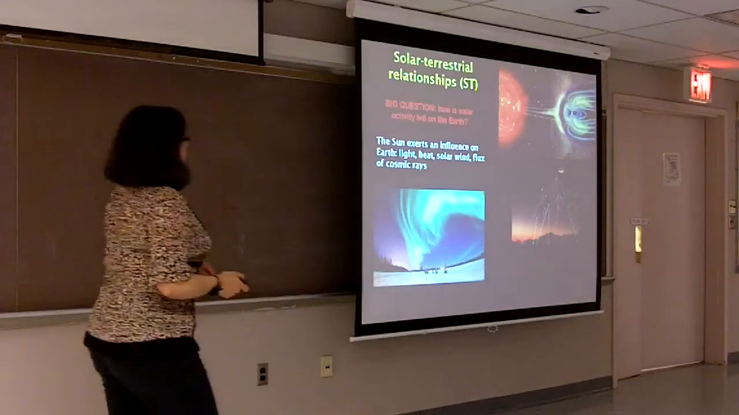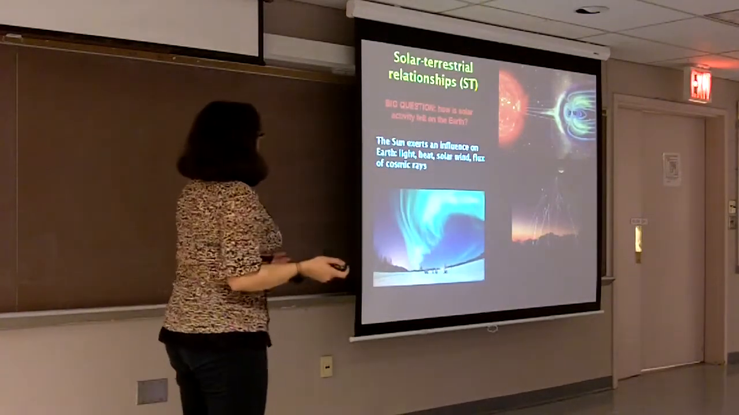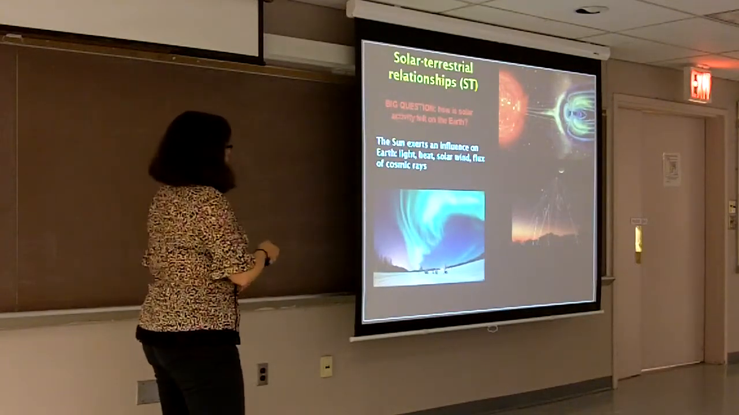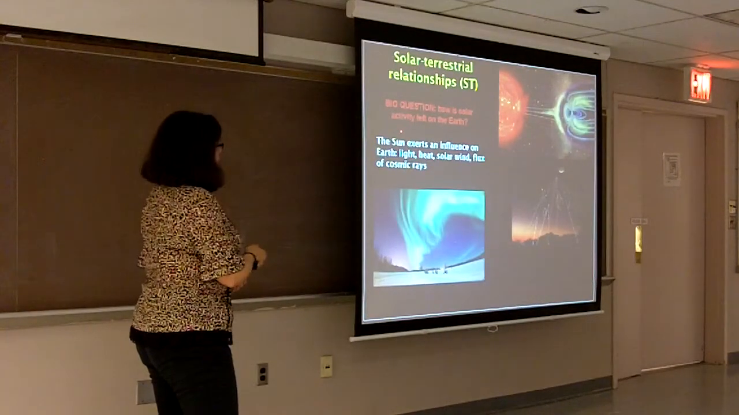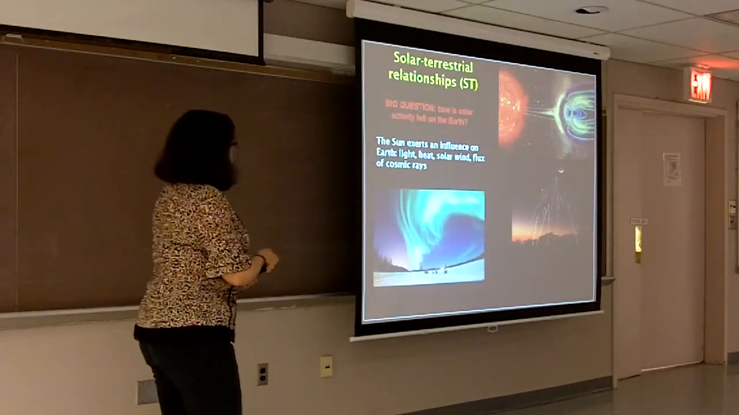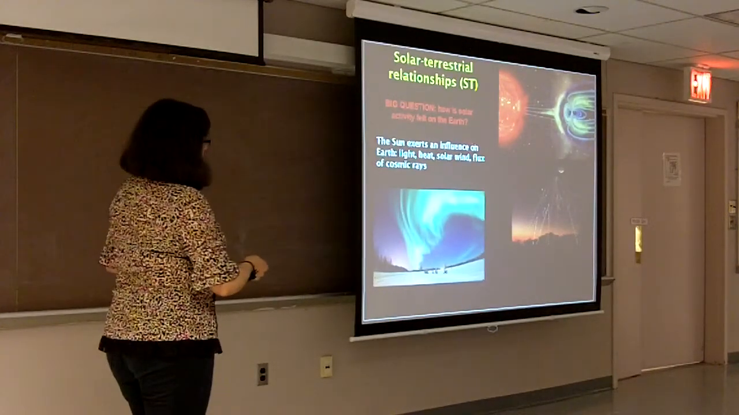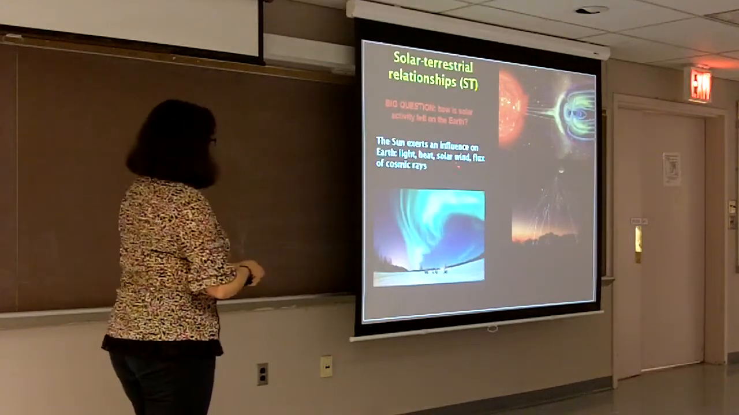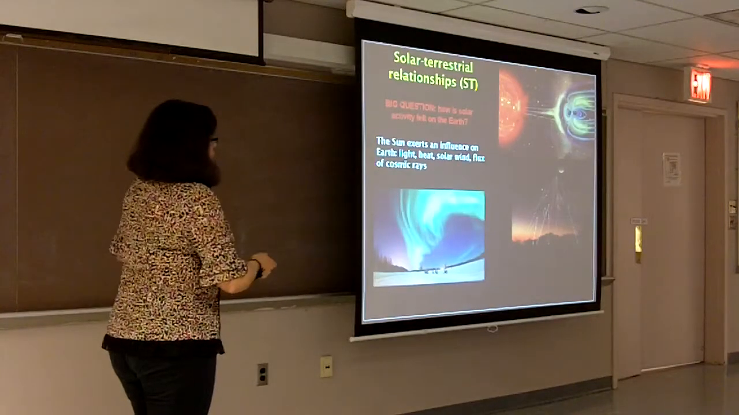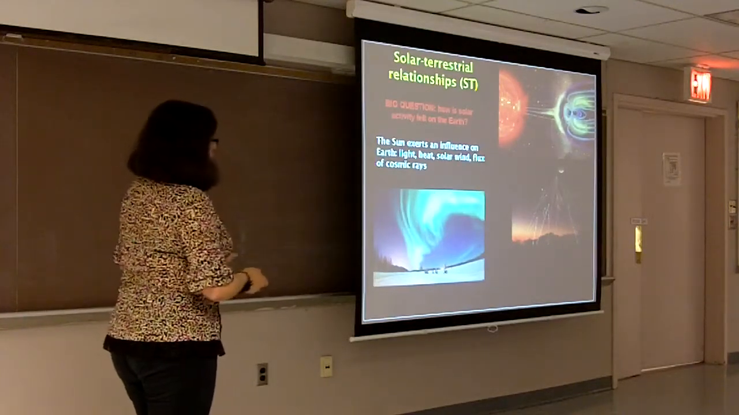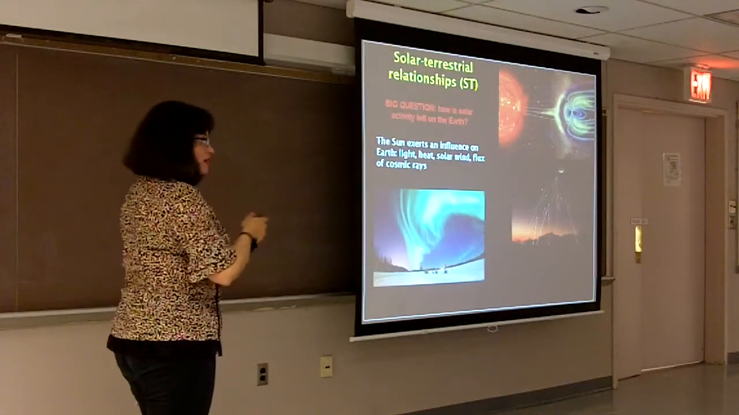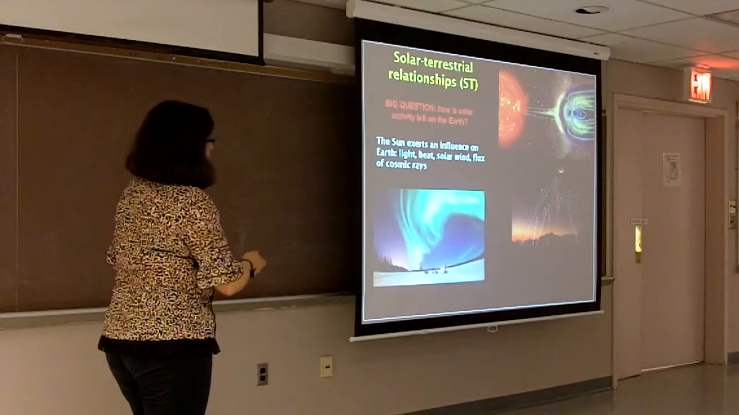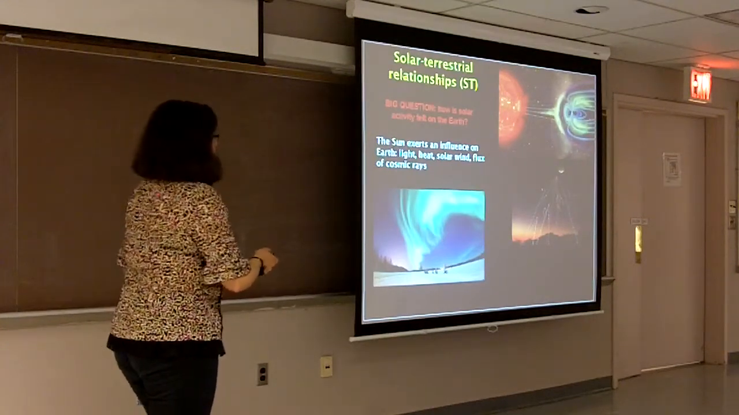So what about the solar terrestrial relationships? This is a huge area of research, and the main question in this topic is how is the solar activity felt on the Earth? As you know, the sun exerts an influence on Earth because of the sunlight, the heat, the solar wind, the flux of cosmic rays. In these pictures, I'm just showing you this type of interaction of the solar activity and the Earth. For example, in the first one, you see the sun. This is not a real picture of that.